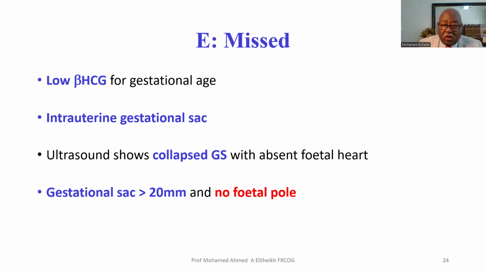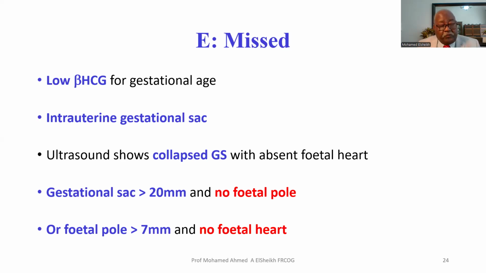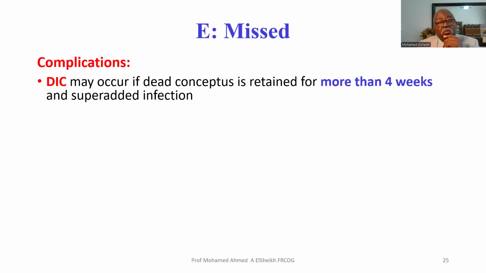If the gestational sac is more than 20 millimeters, there will be no fetal pole. Or if there is a fetal pole which is more than 7 millimeters, there will be no fetal heart. That's to say, this is what is normally expected: gestational sac more than 20 millimeters, there should be a fetal pole. Fetal pole more than 7 millimeters, there should be a fetal heart. You don't see that in the missed miscarriage.